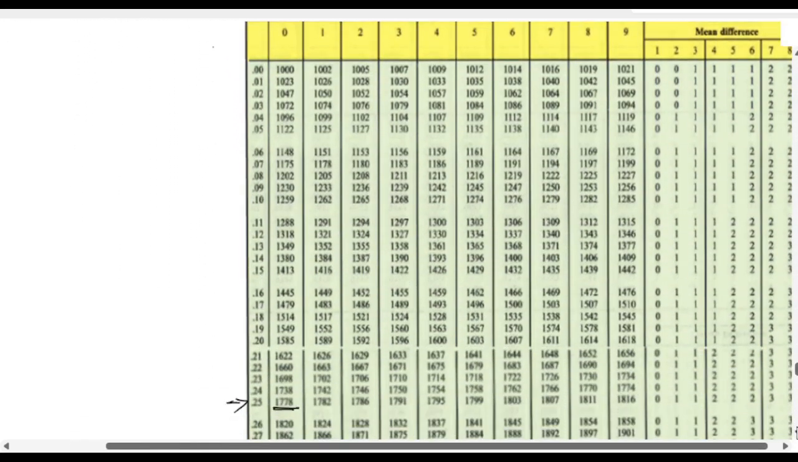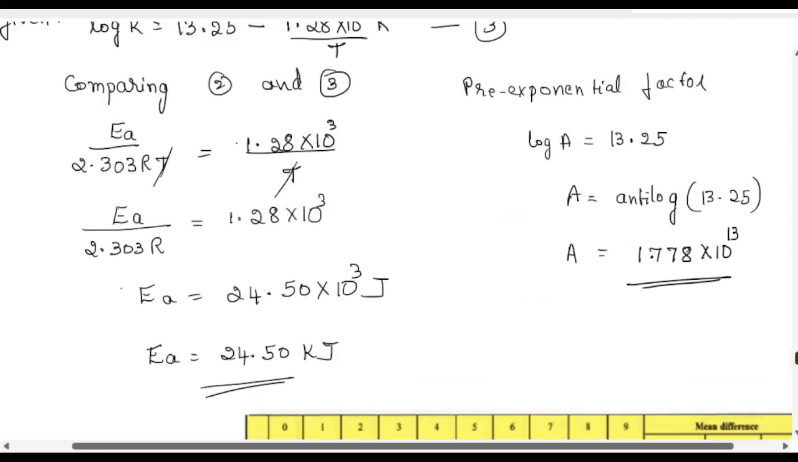So take the antilog page of the logbook, and here the antilog of 0.25 is 1778. And the decimal point should come after the first digit. So 1.778 into 10 to the power of 13. This is the pre-exponential factor. So we got the activation energy as EA equal to 24.50 kilojoules, and pre-exponential factor is A equal to 1.778 into 10 to the power of 13. This is the answer.